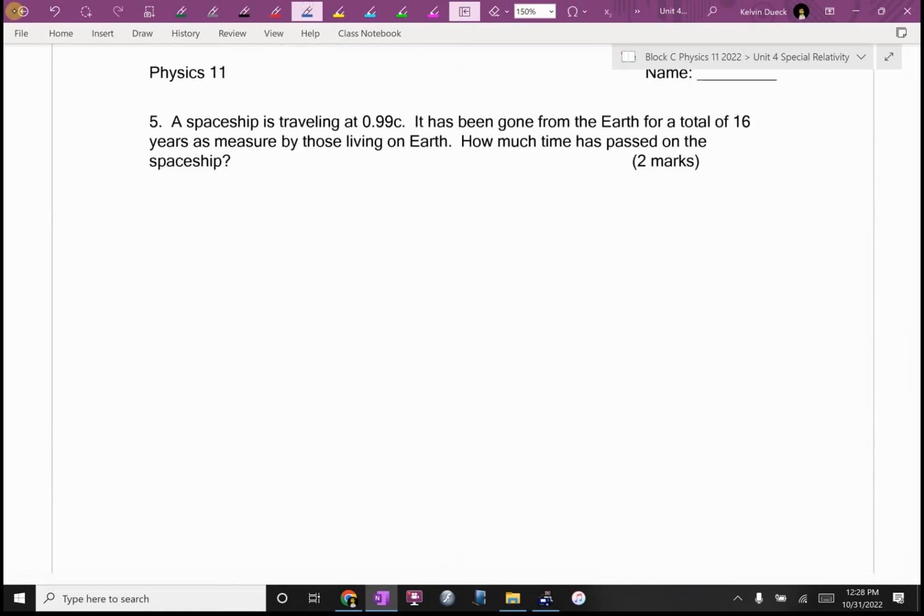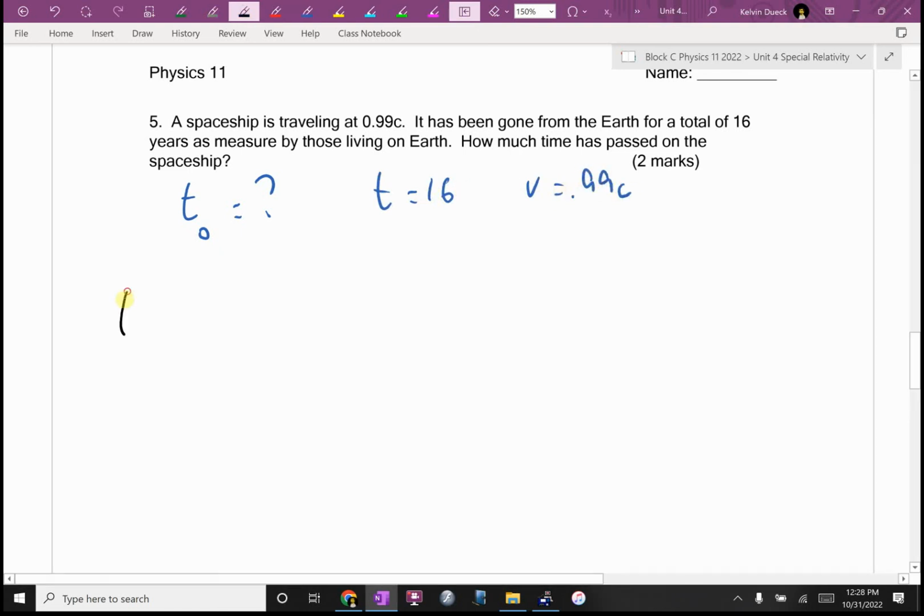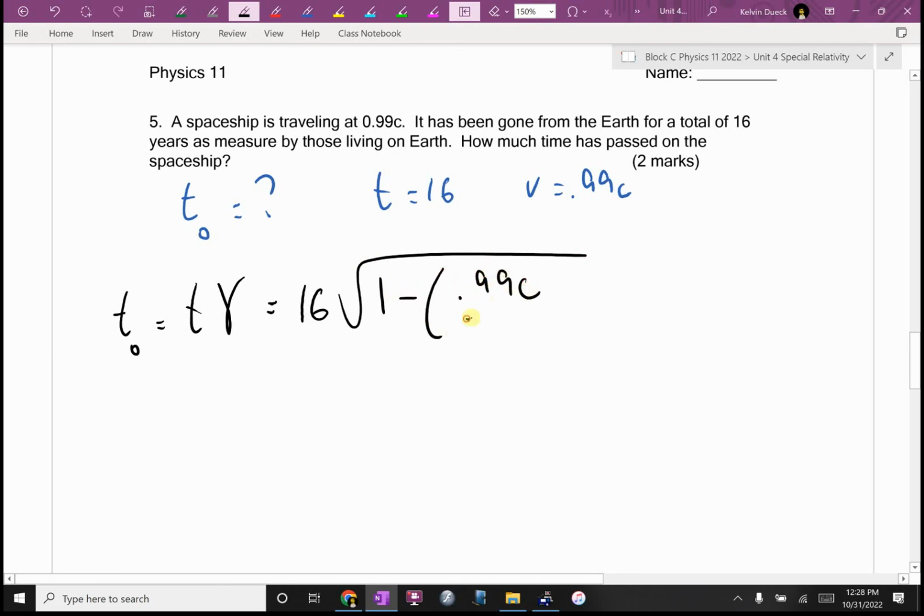Now they want time on board the spaceship. I said now they want T0. Okay, I guess T is 16. V is 0.99c. So if I get the T0 by itself, I think I multiply the square root function over. And so it's going to be 16 times the square root of 1 minus 0.99c over c all squared.